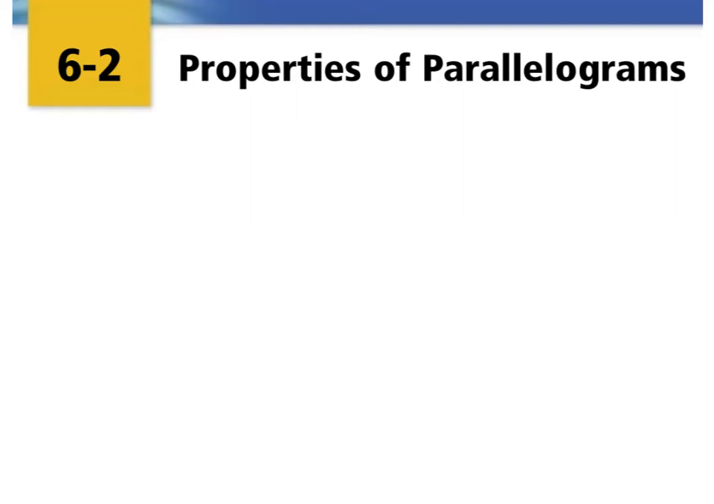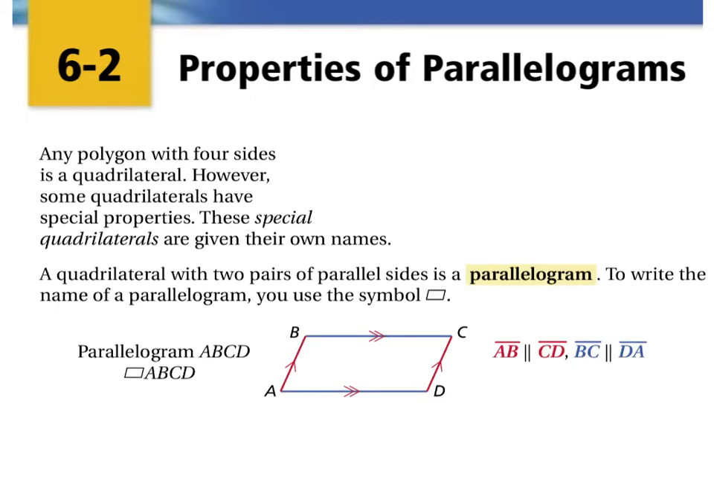We're going to talk about properties of parallelograms in section 6.2. Now, as you already know, a quadrilateral is a polygon with four sides. However, some quadrilaterals have special properties. These special quadrilaterals are given their own names.